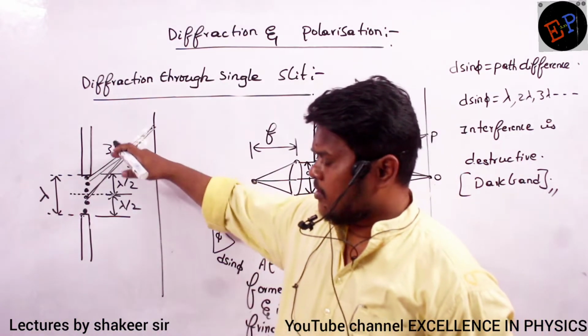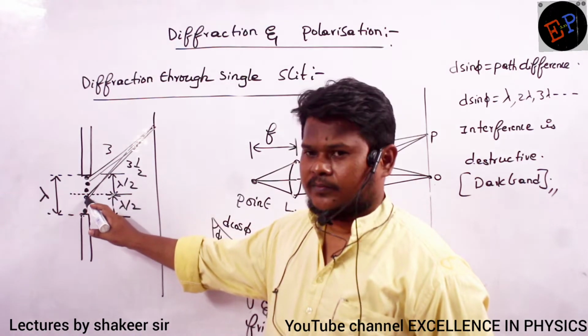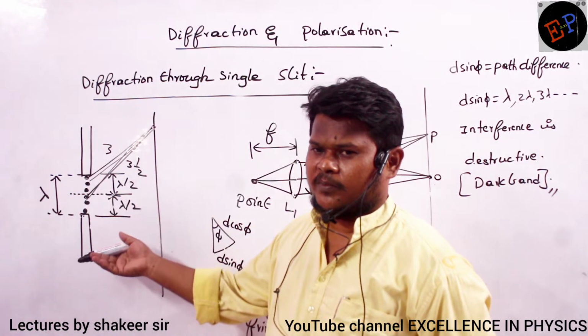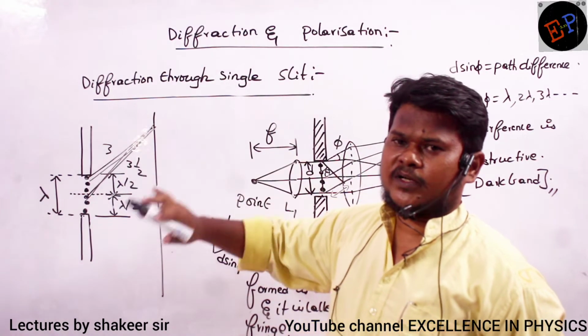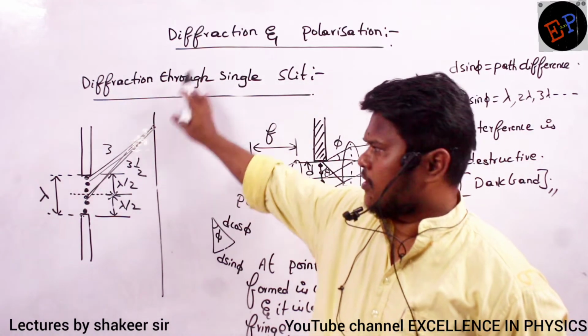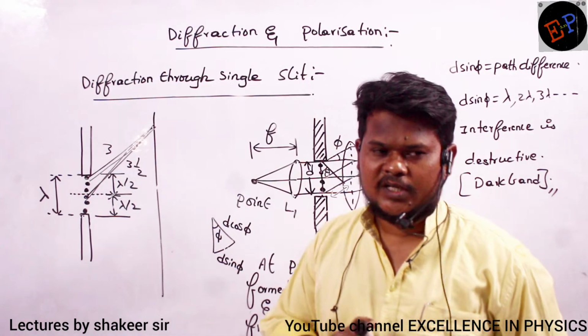You can divide the slit into 2 parts. Okay? So you take one light and here one light. Path difference between them is half, lambda by 2. They will interfere destructively. So like this continuously all the waves will interfere destructively and finally a dark band will be formed. That is the reason. Are you able to understand?